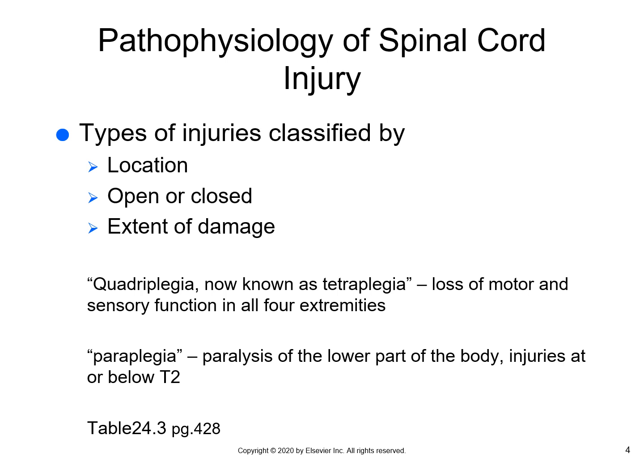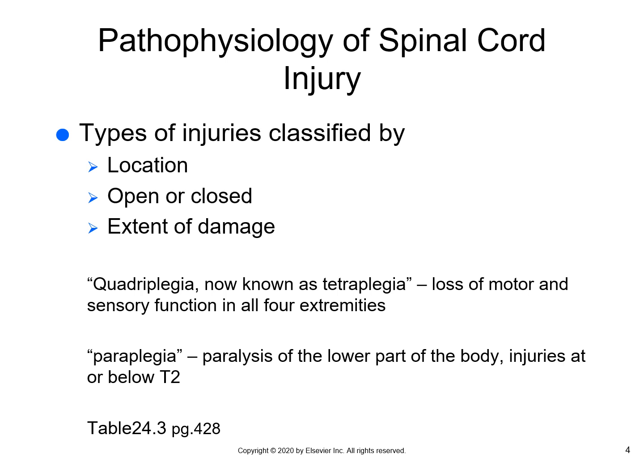Quadriplegia is now known as tetraplegia. This is a loss of motor and sensory function in all 4 extremities. We're talking about bilateral upper and bilateral lower extremities. Paraplegia is paralysis of the lower part of the body. Injuries at or below T2 will cause paraplegia, or paralysis of the lower part.